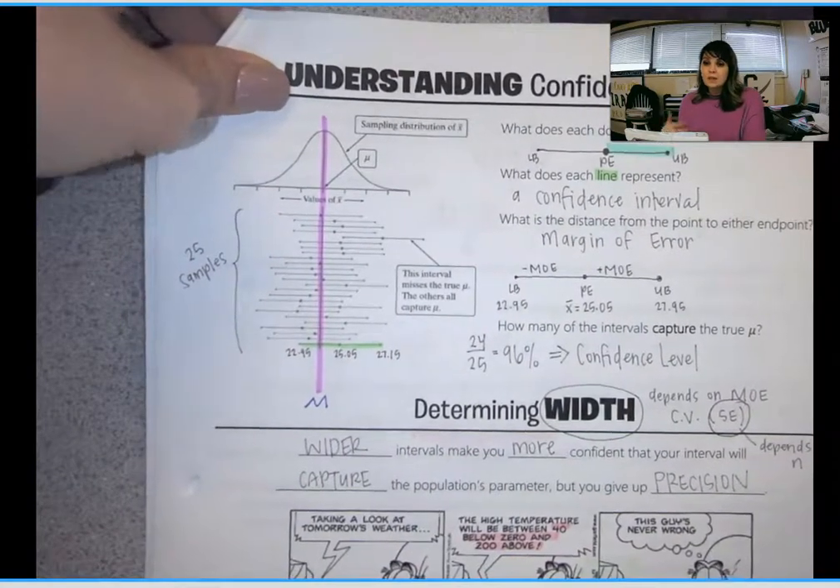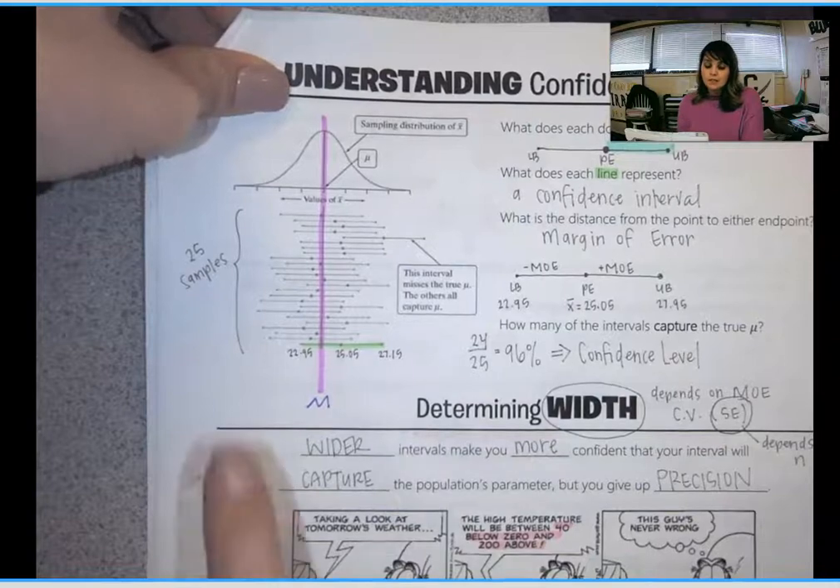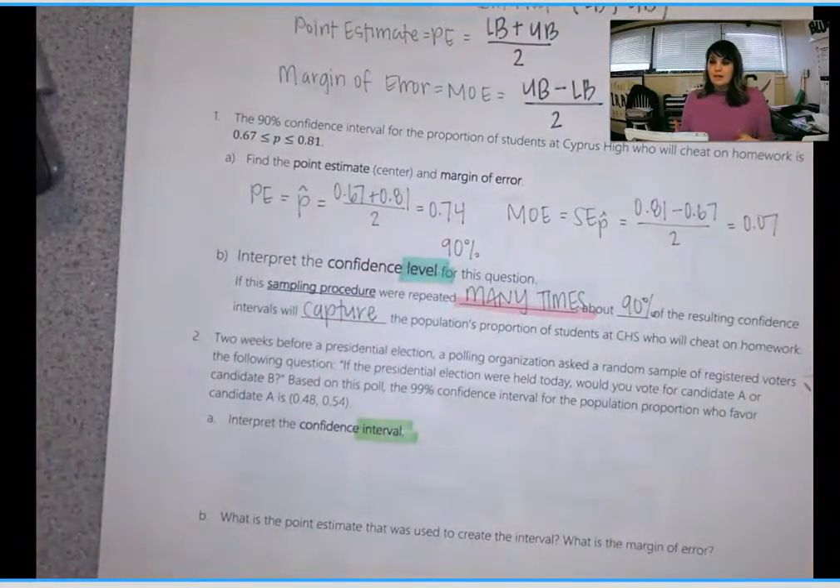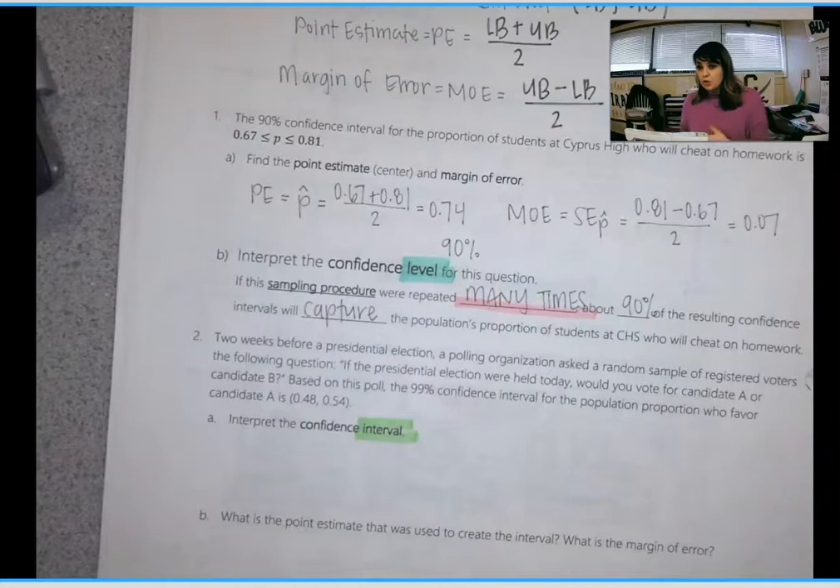How many times was our sampling procedure repeated? 25 times. So if the sampling procedure were repeated many times, so you take many samples of size 20 and you calculate the mean for each one, about 96% will capture true mu.